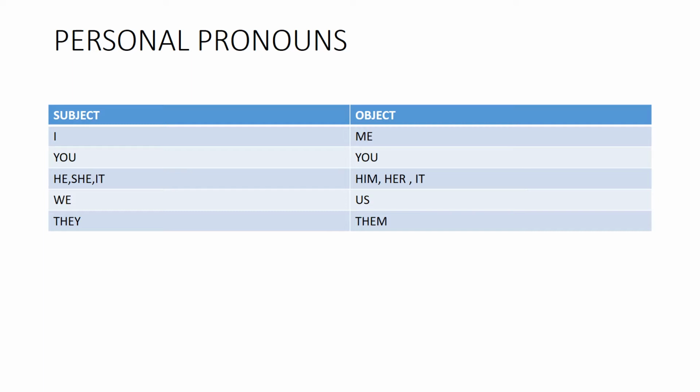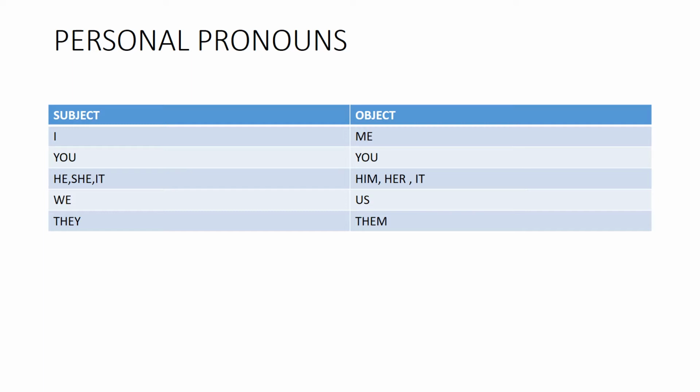Types of personal pronouns. Subjective pronouns play the role of a subject in a sentence. For example, I am participating in the competition with him. Here, I is the subjective pronoun.